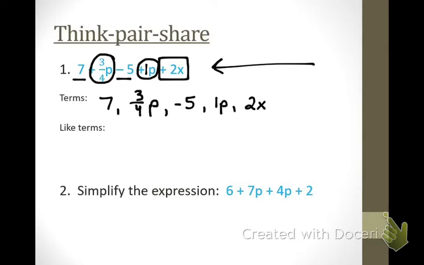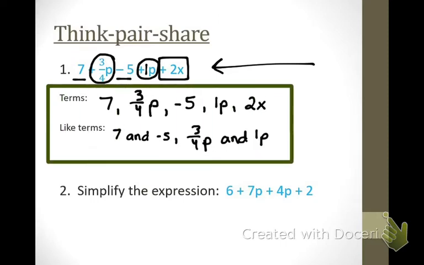Trenton, what are the first like terms you see in our problem? Okay, start from left to right. Let's start with the 7. Is there anything like the 7? There is. 7 and -5. Brayden, is there anything else that is like terms? Excellent. 3/4 p and 1p. Now that 2x is by itself, so it is not like terms with anything else. Tonight when you have your homework, you're going to box in that answer like this.